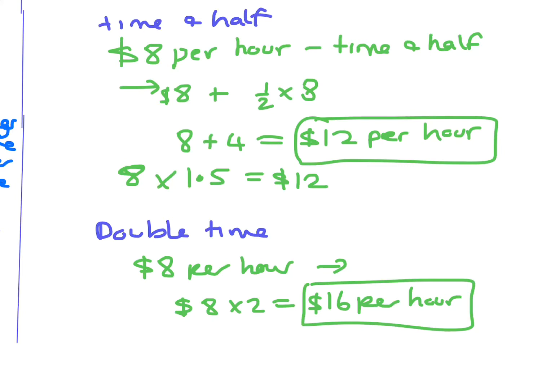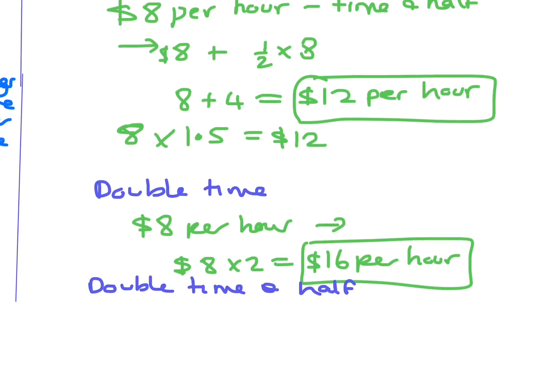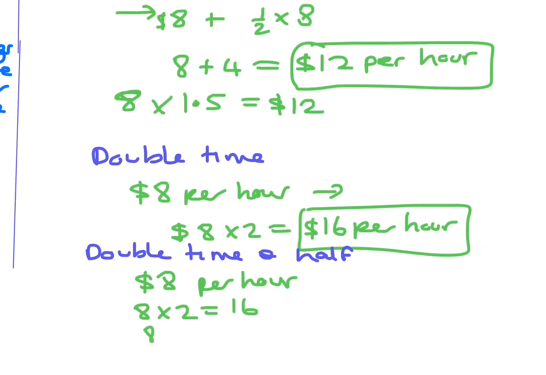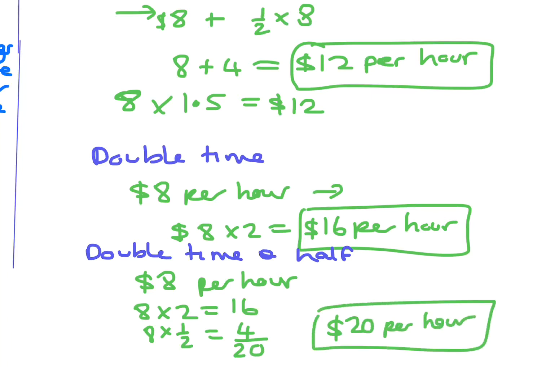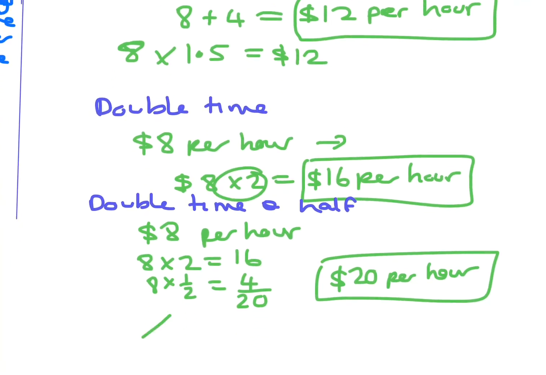If it was double time and a half, instead of earning $8 per hour, you're going to get 2.5 times the 8. Times 2 would give you 16, and then half of 8 is 4. So altogether, you would end up with $20 per hour at double time and a half. For double time, you just times by 2, but for double time and a half, if you times the 8 by 2.5, you'll get the $20 straight away.